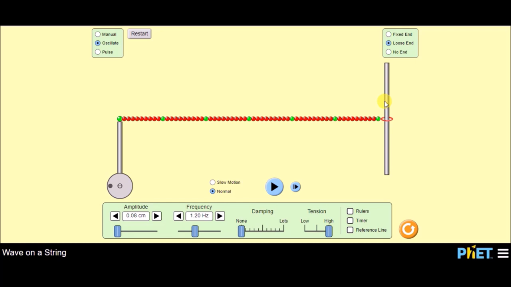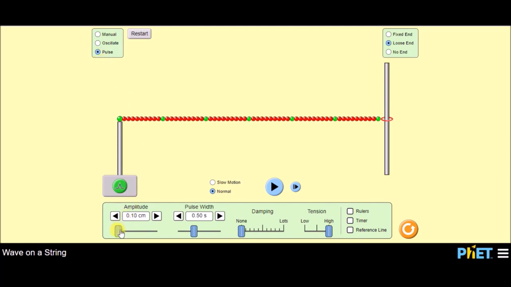This will be mostly found in something like organ pipes, when one end is free and the other end is closed, or one end is open. So it will be found in some sort of musical instruments like flute and something like that. So let us first start with a pulse and let us see what happens.